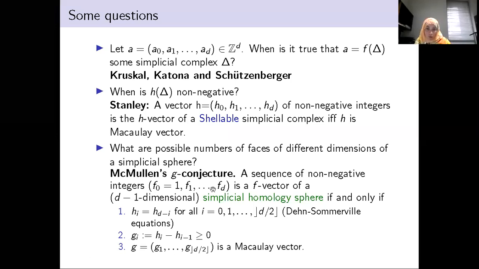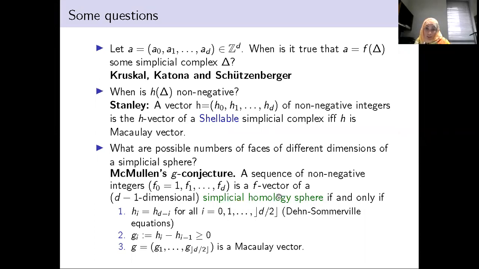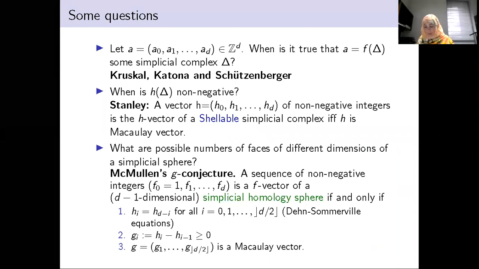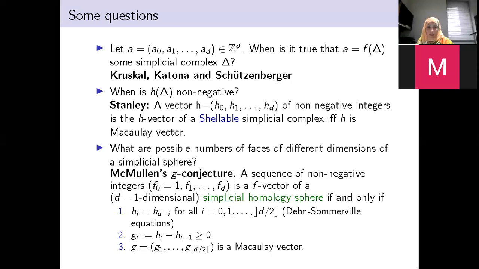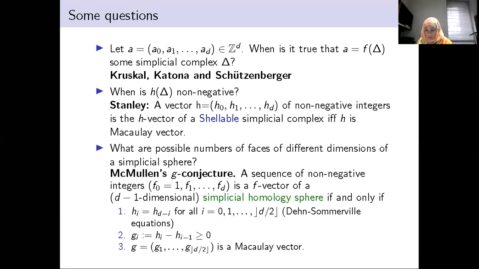Okay, so McMullen asked this question first for the simplicial polytopes, and the sufficient conditions were answered by Billera and Lee, and then Stanley proved the necessary condition for this one. Later McMullen also gave the proof of this conjecture, and this conjecture was very open for the other spaces.